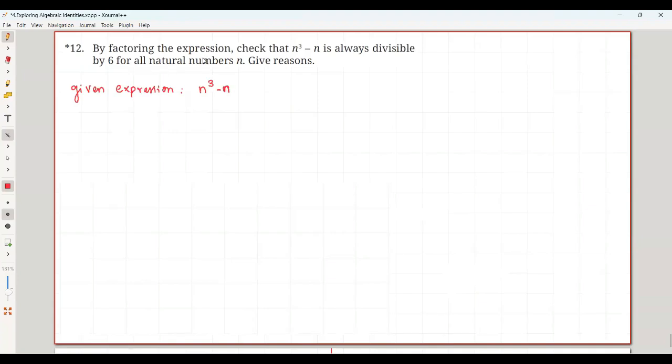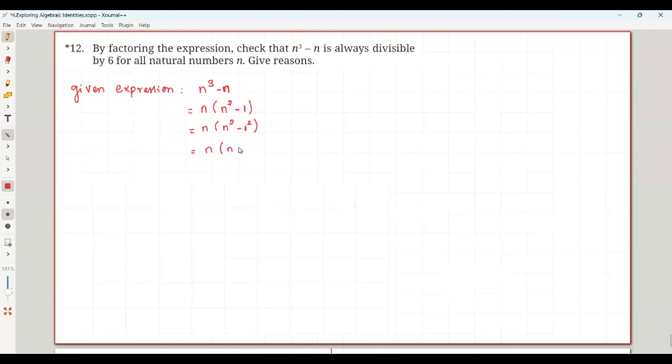So they ask us to factorize. What is common? n is the common factor. I can just take n outside. If I take n outside, we will be getting n square minus 1. This can be written as n into n square minus 1 square. Now this is in the form of a square minus b square. So we know the formula for a square minus b square: a plus b, a minus b.